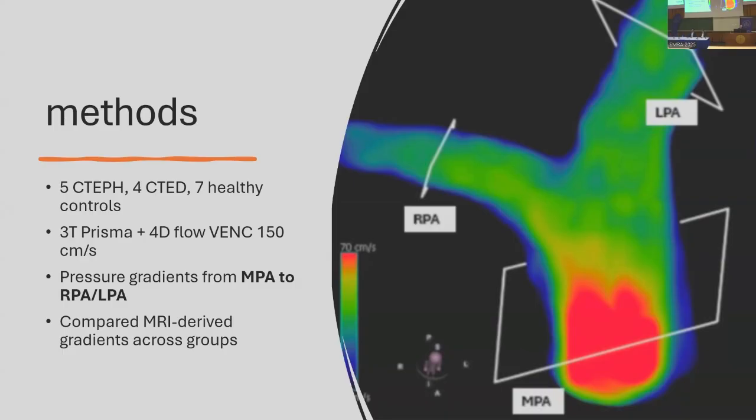We did analyse the typical flow, wall shear stress, kinetic energy, but we wanted a little bit of focus on these pressure gradients. The initial planes for the MPA were placed at the start of the vessel, and for the RPA and LPA at the end of the vessel before there are further vessels. And we compared these pressure gradients, the drops from the MPA to RPA, and then from MPA to the LPA.